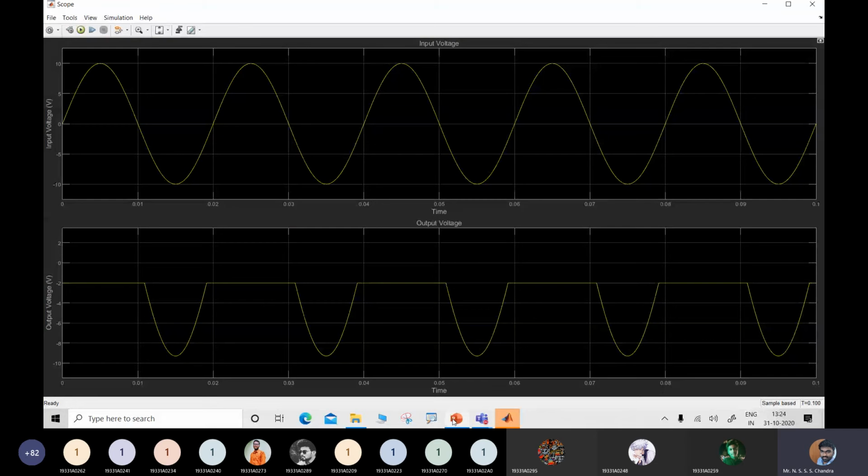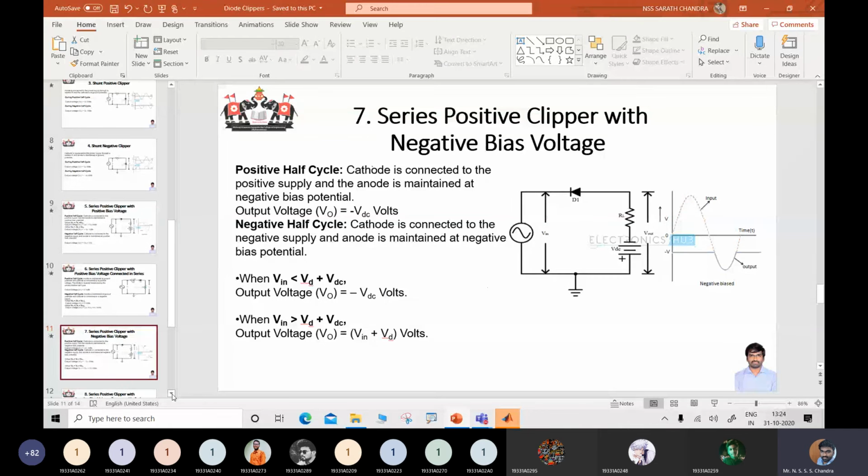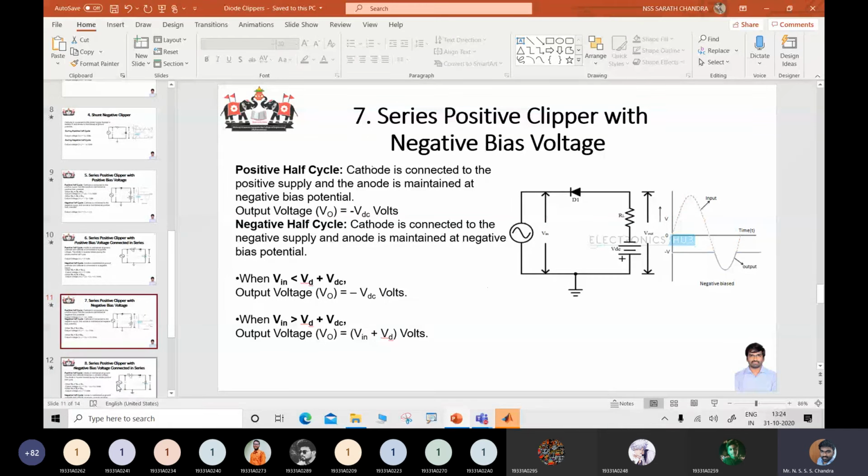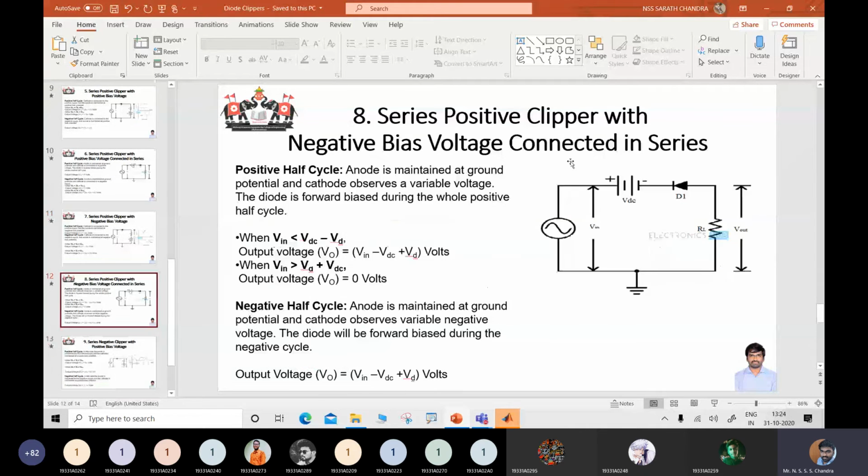So the next circuit we have is series positive clipper with negative bias voltage connected in series. Okay, so let us check this.